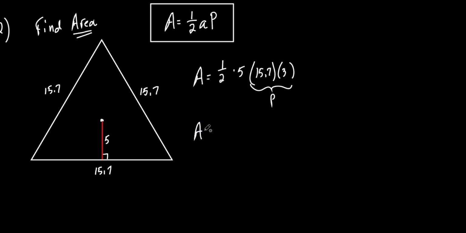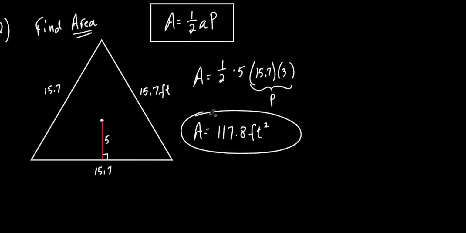Now, what do I do now with all that mess? Put all that where? Into a calculator, okay? So 1/2 is just 0.5, so I'm going to go 0.5 times 5 times 15.7 times 3. You do that on a calculator, and you get 117.8. This was all in feet, so your answer is going to be what? Feet squared. So that's how you do it.